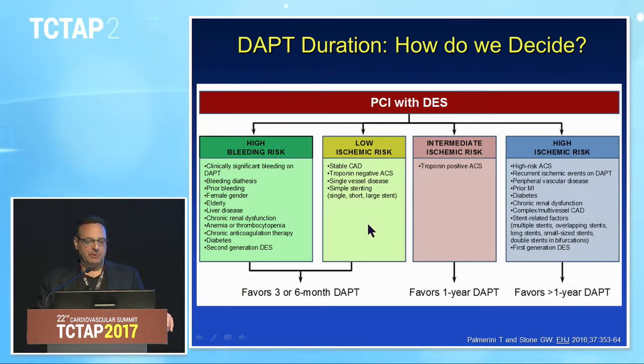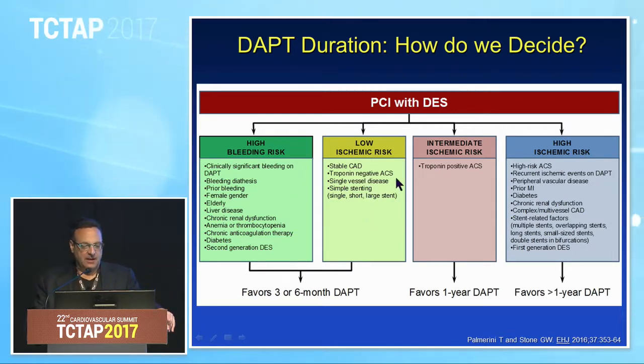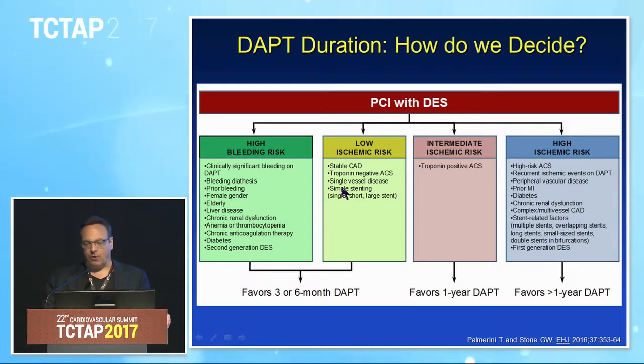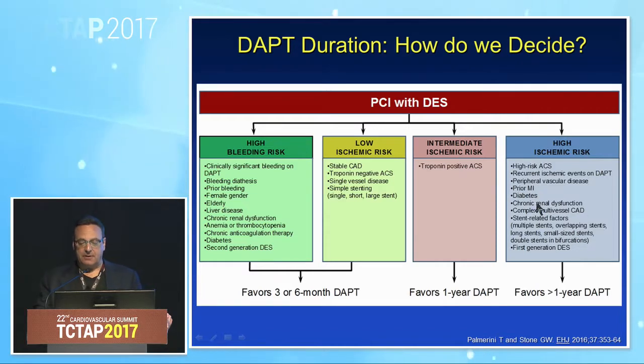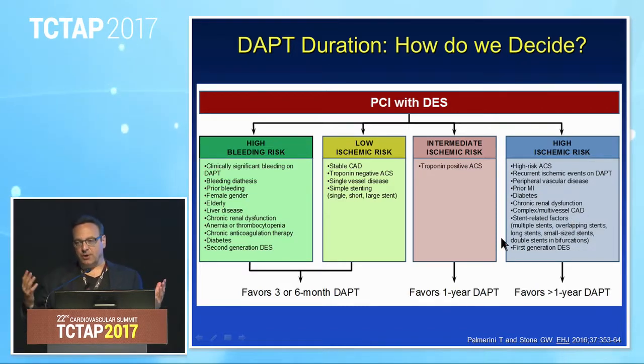Then we have low ischemic risk patients, stable coronary disease, single vessel disease, simple stenting. Here again, the risk, presumably of stent thrombosis or of recurrent events because they have relatively simple disease, is not that great, and you want to go just with short-term DAPT. Intermediate ischemic risk, they say troponin positive ACS, maybe a year, and then high ischemic risk, high-risk ACS, prior MI, diabetes, renal dysfunction, complex multivessel CAD, favors greater than 1 year.